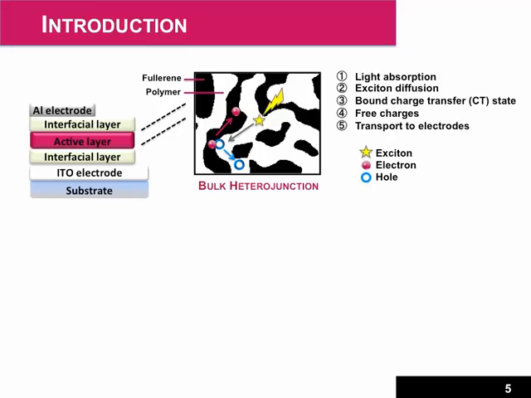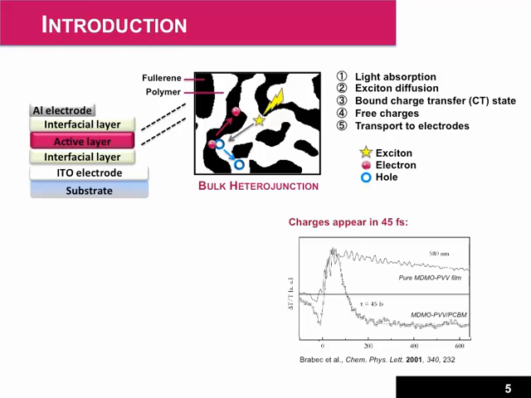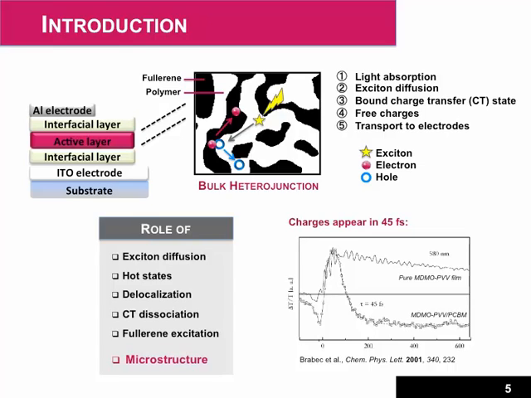And this is a very convenient picture to get an idea of what is going on, but it has a lot of shortcomings because it neglects a lot of important factors, such as the role of exciton diffusion, because many reports in literature say that charges are formed extremely quickly in those bulk heterojunctions, on a time scale of 45 femtoseconds, and nobody really explains how this can be, because exciton diffusion should be much slower.